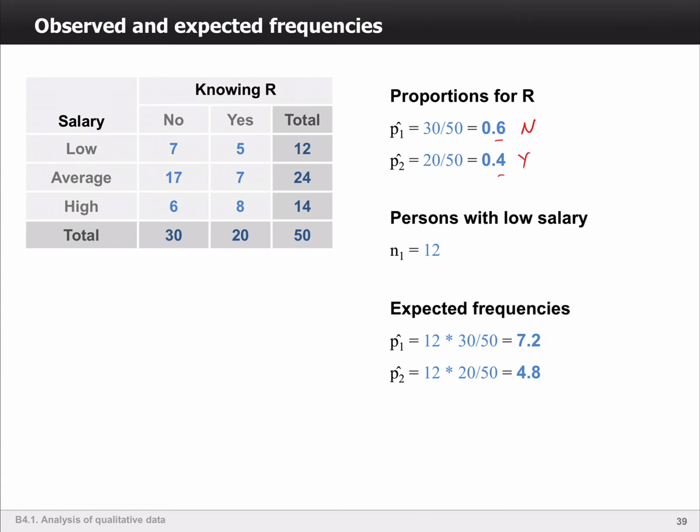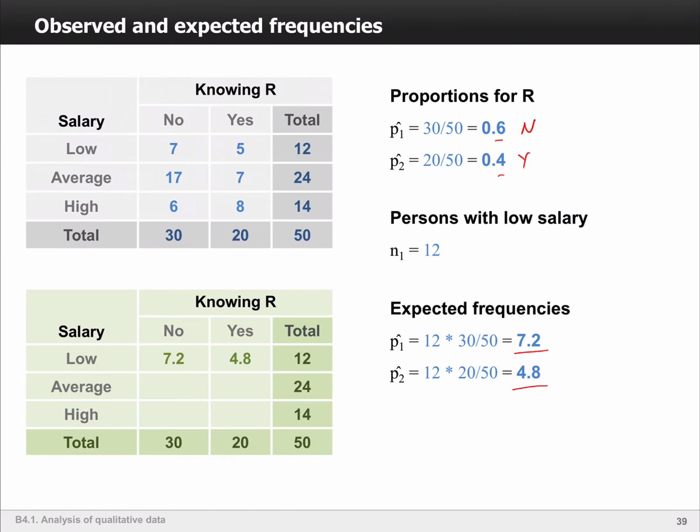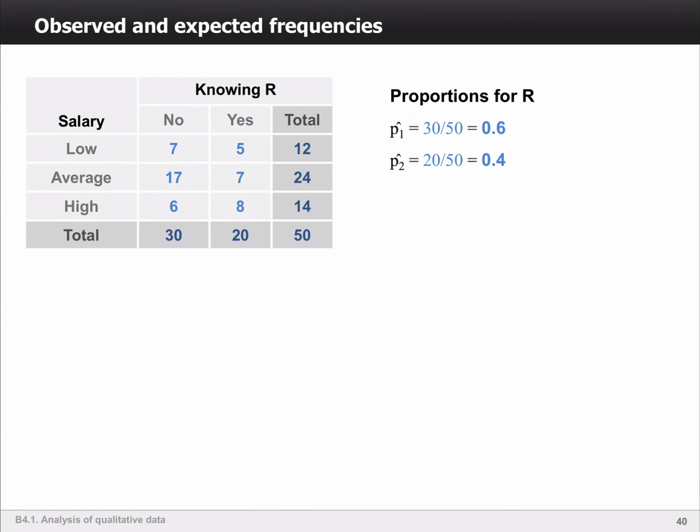So that will be our expected frequency. We calculate it using just these two proportions. So these are expected frequencies. If you compare the real frequencies and expected frequencies, you can see they're pretty close to each other. We have 7 here and 7.2 here, and 5 here and 4.8 here. So it's not that far, right? Now we can do the same for the average. Again, we know the proportions for the variable knowledge of R, and we know that we have 24 engineers in total with average salary.